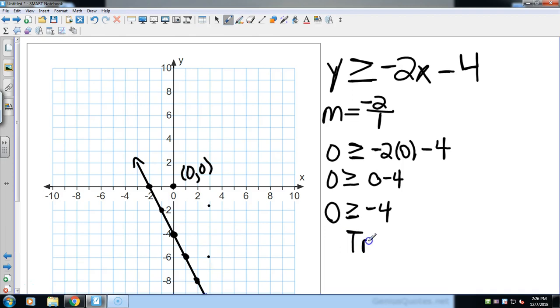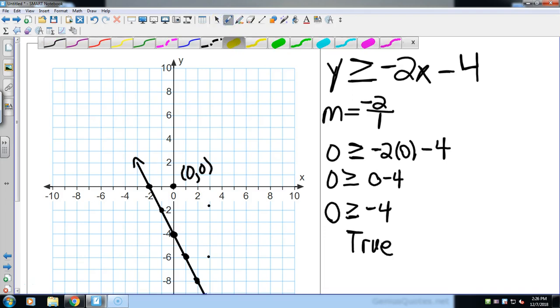If it is a true statement, that means that 0, 0 is part of the solution. And so I need to shade the region that includes 0, 0. And so I would shade all of this region. If my board was working. There we go.